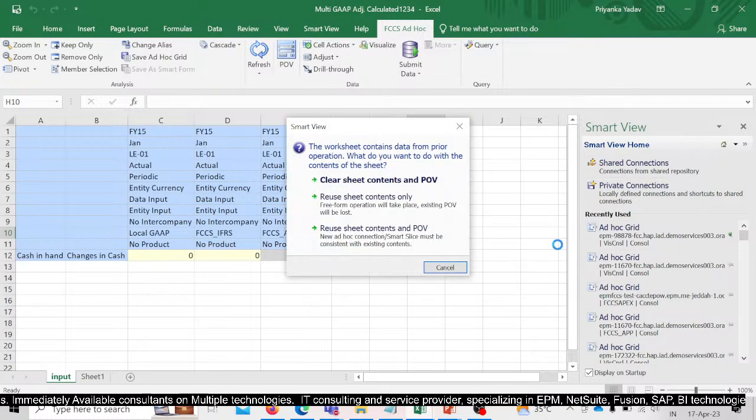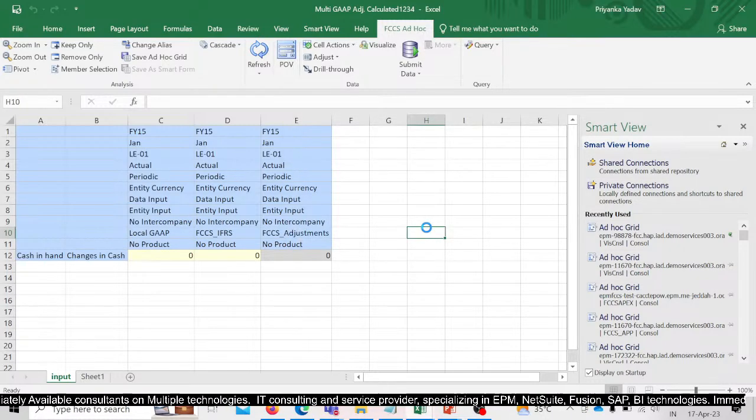And the account I have taken is cash in hand. I will input the figure under local GAAP and IFRS. I'm submitting the data, and we will see what figure comes in adjustment.